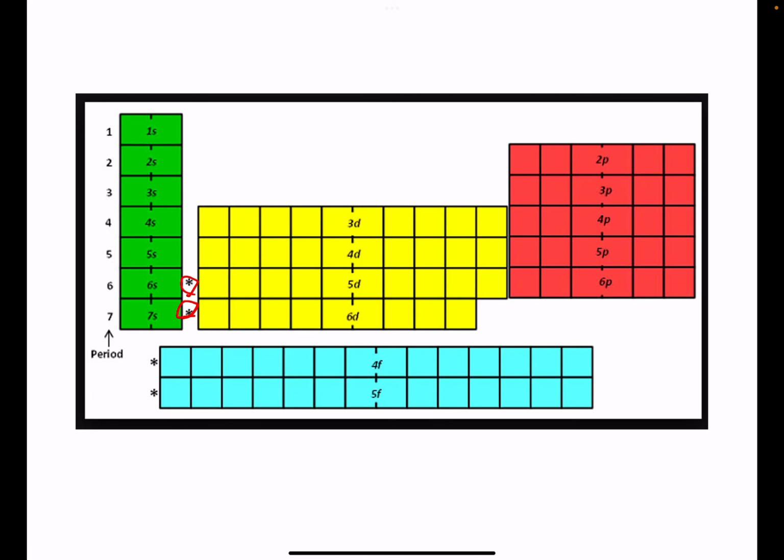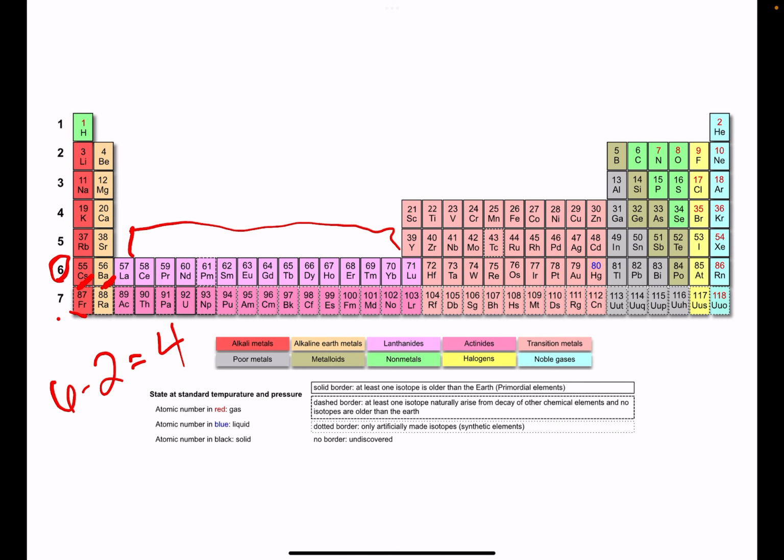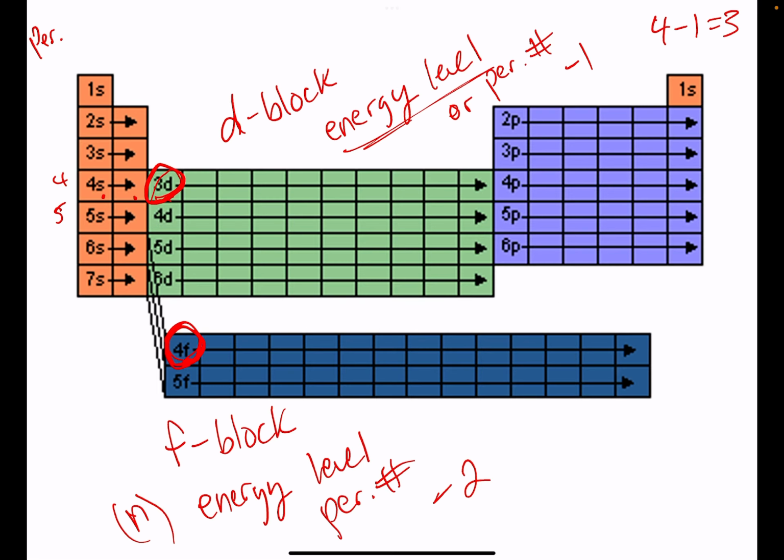Likewise, if I go to the end here with period 7, that's where my second row of rare earth elements are entered in. Those are our actinides. That's 7 minus 2, which gives me 5. That's why the second row is 5F. Okay? So that's the way we're going to do it with the rules for the D block and the F block.